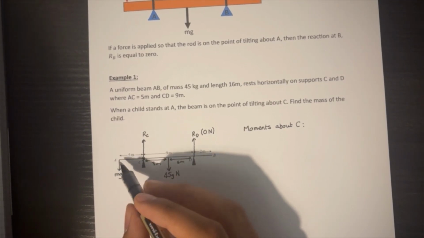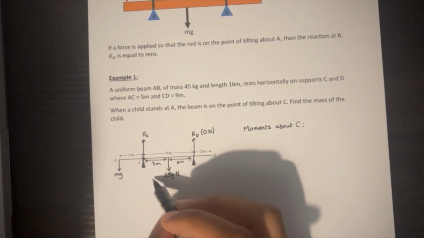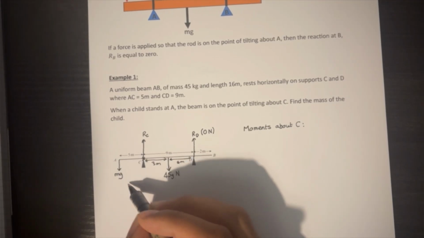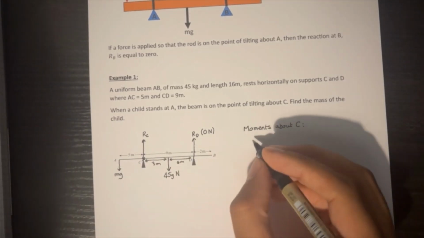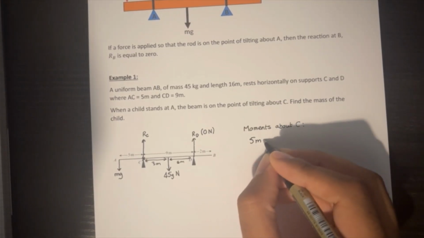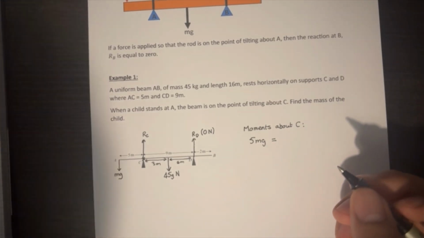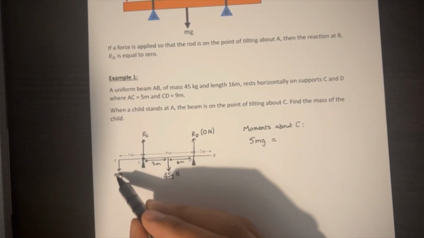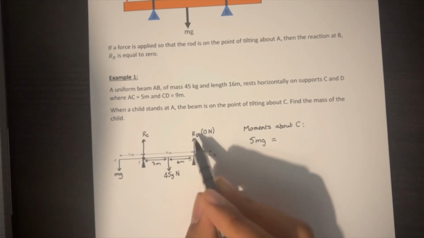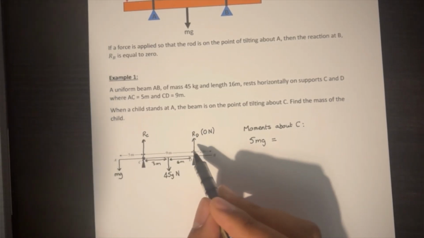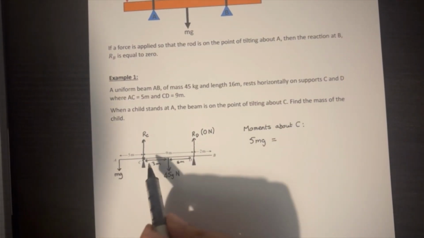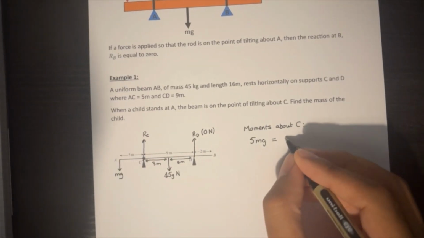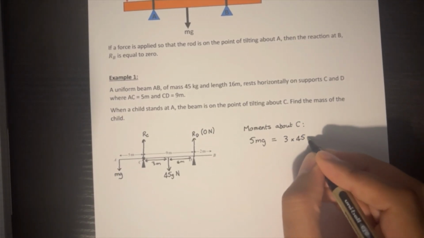then in the direction which is going anti-clockwise, I've got the force this way, mg, multiplied by the distance 5. So I've got 5mg, and that is going to be equal to the moment going clockwise. This was the only anti-clockwise moment because, of course, this reaction at D was equal to 0, so 0 multiplied by that distance would still be 0. I've got, in the clockwise direction, 3 times 45g, so 3 lots of 45g.